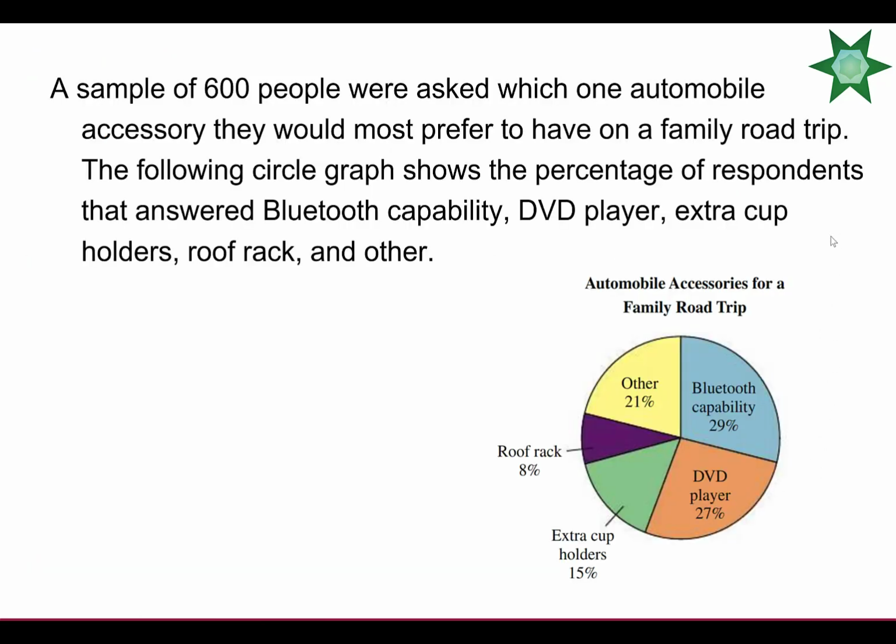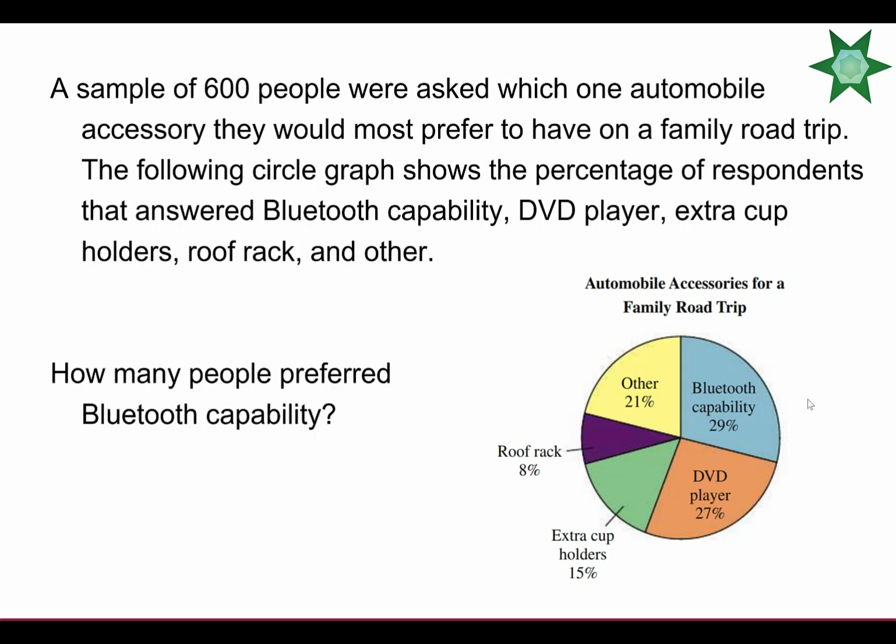A sample of 600 people was asked which one automobile accessory they would prefer to have on a family road trip. The circle graph shows the percentage of respondents who answered Bluetooth, DVD player, extra cup holders, roof rack, and other. And we see the most popular one was Bluetooth at 29%, just ahead of the DVD player. How many people preferred Bluetooth? So we're going to calculate 29% of the total, which was 600 people, and we come up with 174 people.